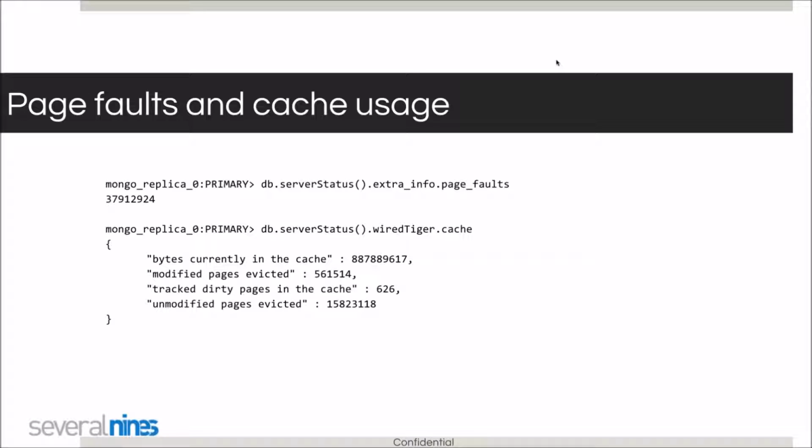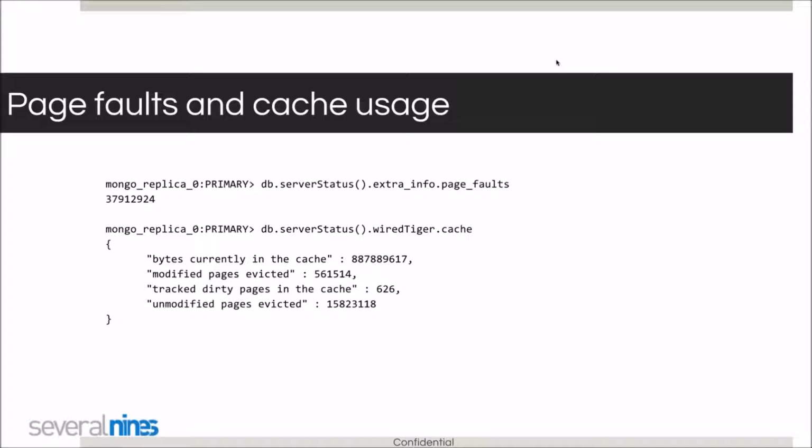And for WiredTiger, you can get the cache statistics by the wiredTiger.cache. And I've only condensed it to the four most important ones. The number of bytes currently in the cache, so you will know whether the cache is currently full or not, whether it's using everything. The tracked dirty pages in the cache is also important to keep an eye on. Those are basically pieces of data that have been modified but not yet written to the journals. So if this number increases a lot, that means that your journaling will start lagging behind.